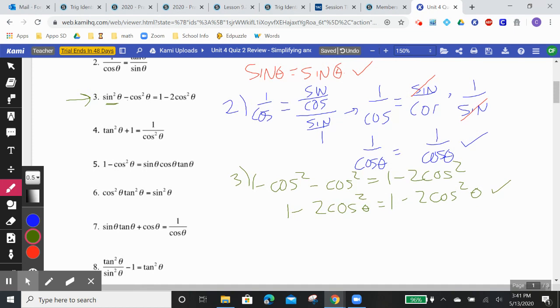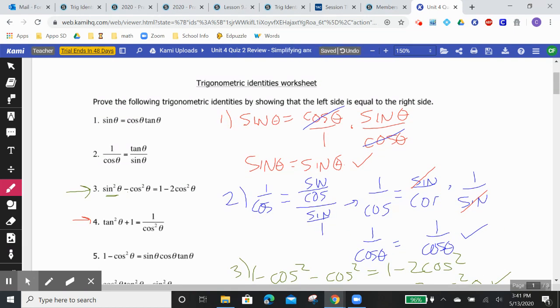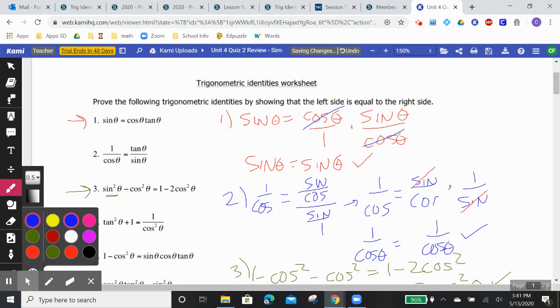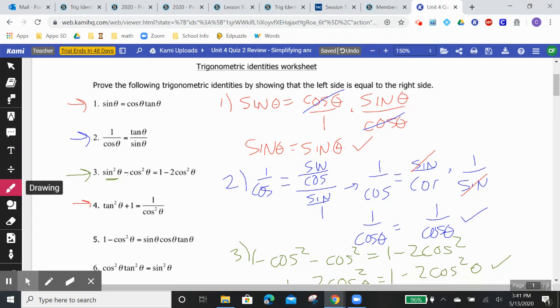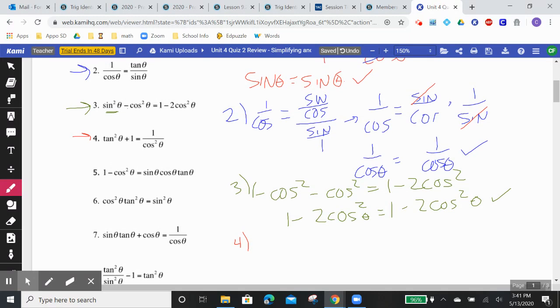All right, so let's do number 4. Go back to right here for number 4. All right, so for number 4, okay, here we go, sorry. I got tan squared theta plus 1 equals 1 over cosine squared.